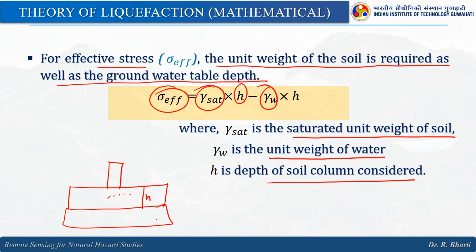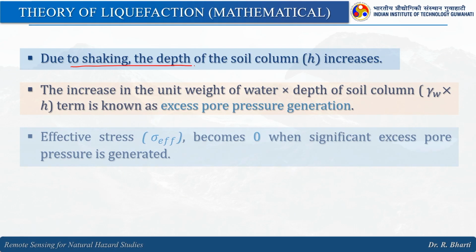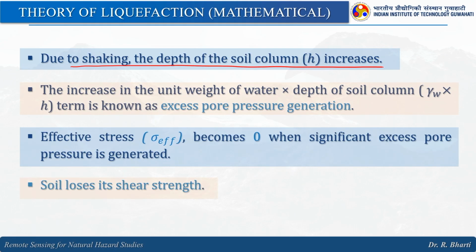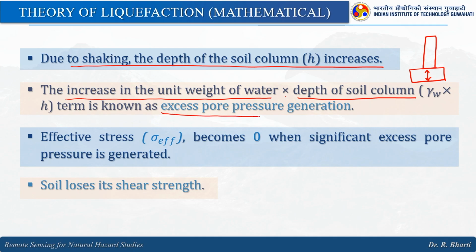This is H. Due to shaking, the depth of the soil column increases. So, when there is an earthquake event, what will happen? The soil column H will increase. The increase in the unit weight of water, which is multiplied with the depth of the soil column, together is known as excess pore pressure generation, right. This is what we have started discussing.